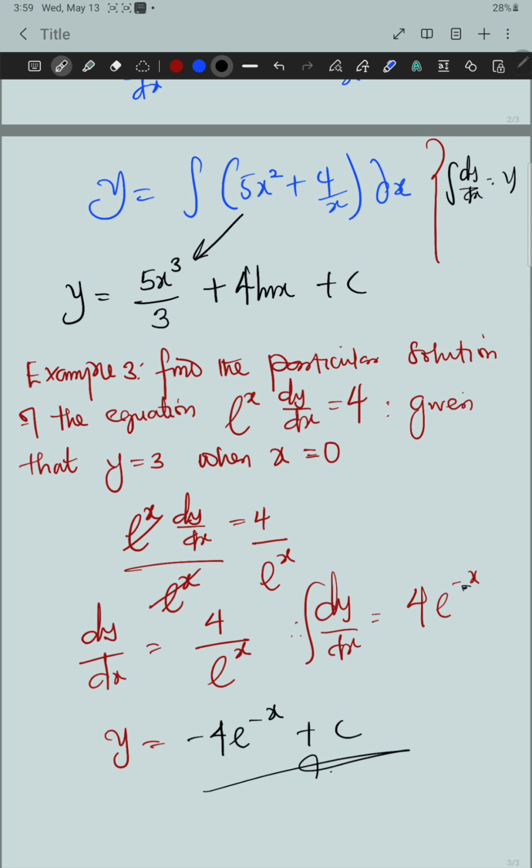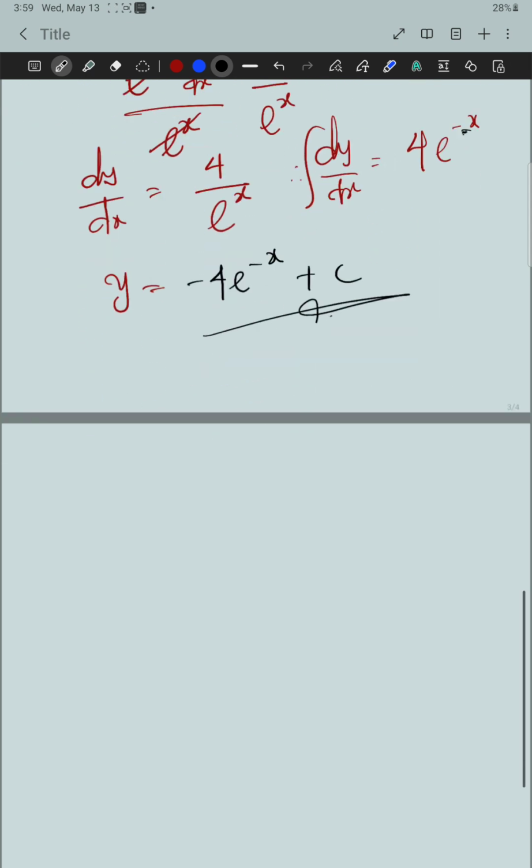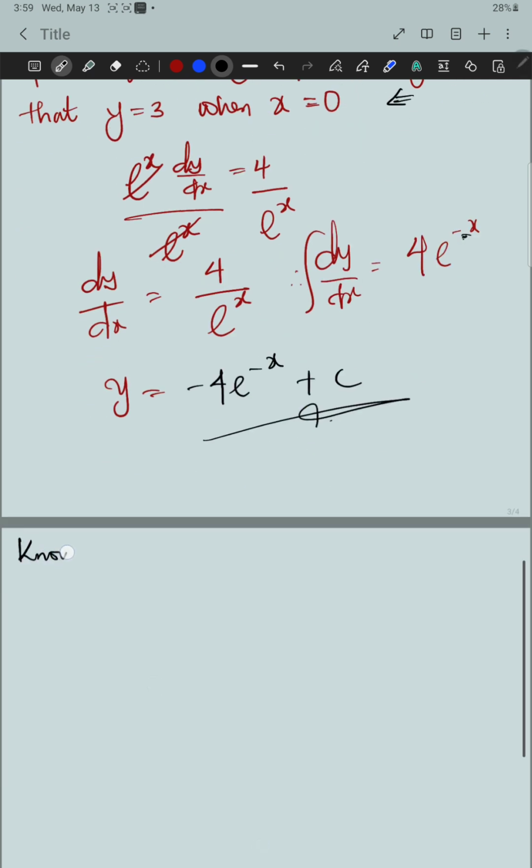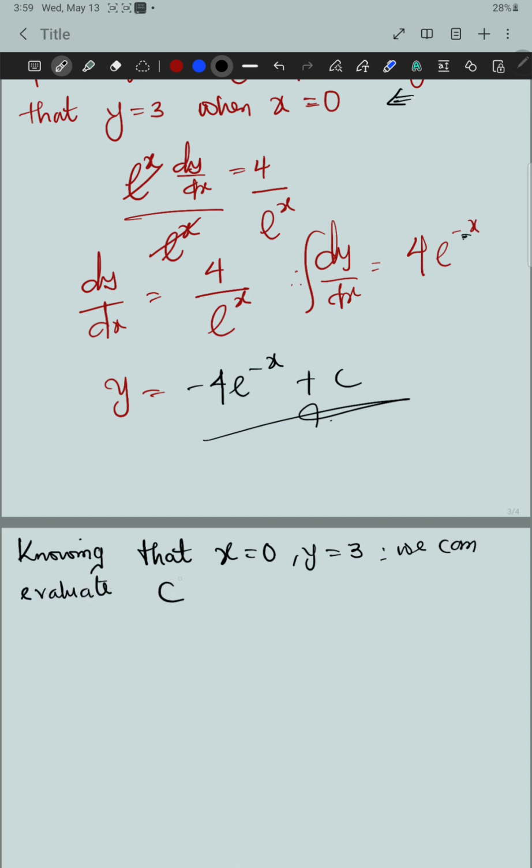Interesting. So now, knowing that x is equal to 0, let me write that down because we're not done with the question. The question says, given that y is equal to 3 when x is 0. Given that y is equal to 3 when x is 0. So knowing that x is equal to 0 and y is equal to 3, we can evaluate c in this case.